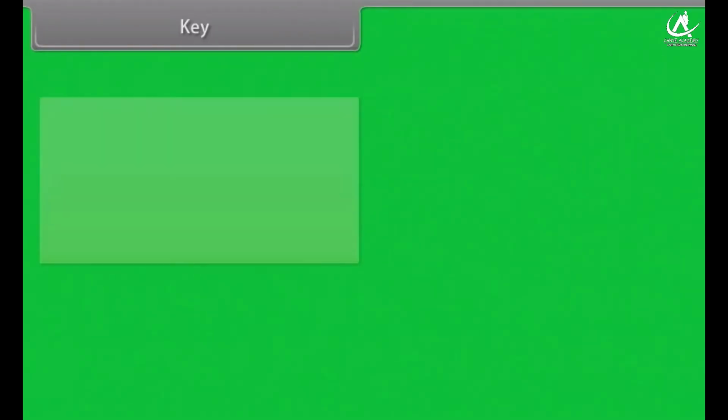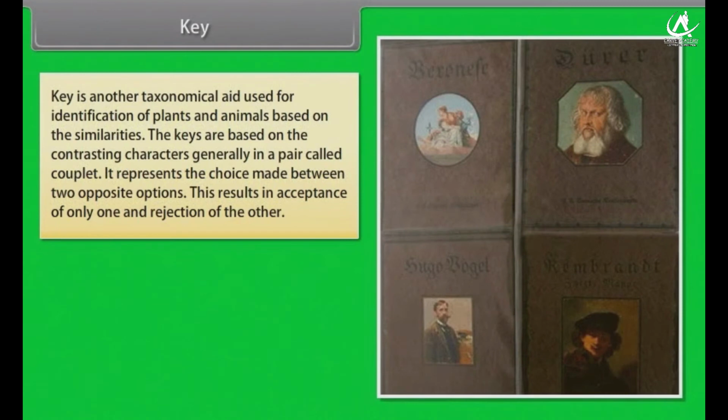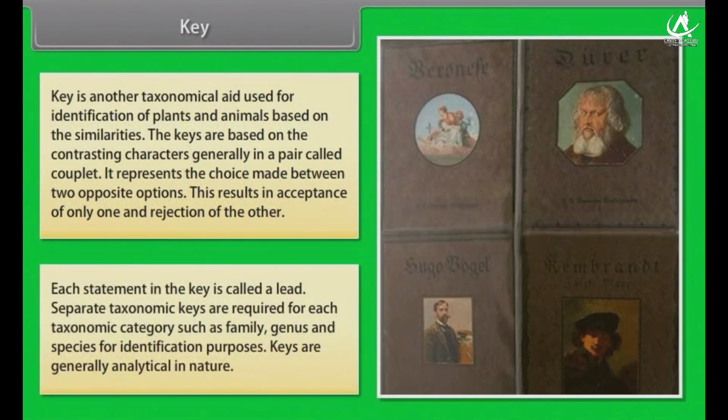Key: A key is another taxonomical aid used for identification of plants and animals based on similarities. The keys are based on contrasting characters, generally in pairs, called a couplet. It represents the choice made between two opposite options. This results in acceptance of only one and rejection of the other. Each statement in the key is called a lead. Separate taxonomic keys are required for each taxonomic category, such as family, genus, and species, for identification purposes. Keys are generally analytical in nature.